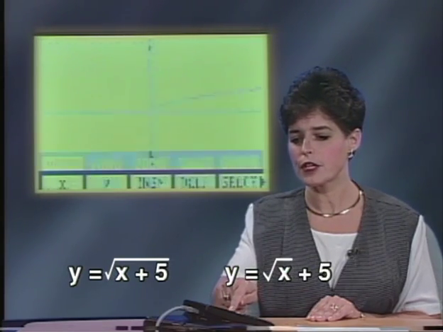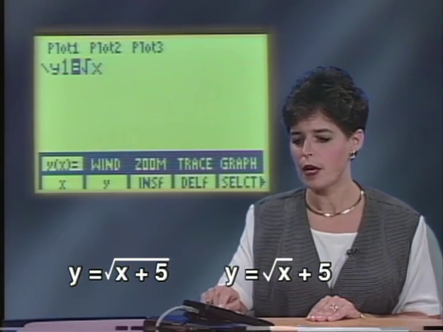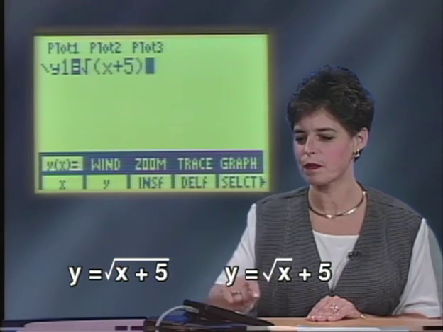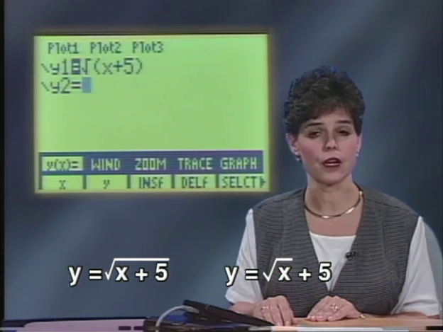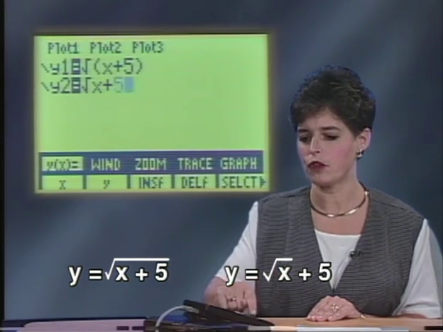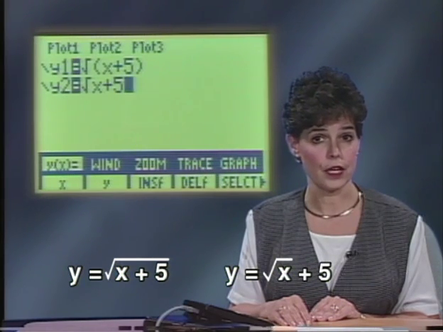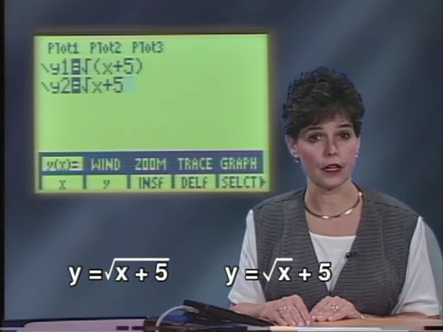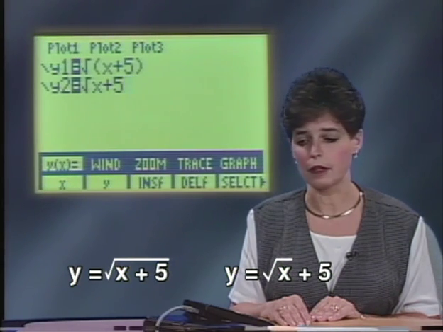Go to y of x, and we are going to enter first of all the square root of x plus 5. I am going to put parentheses around the x plus 5, and I'm going to enter a second function that is the square root of x plus 5. This one has no parentheses. Now we're going to see if the calculator will treat these two the same or different. Now remember that the top one means that the x plus 5 is inside of the square root, and the bottom is probably just the x, but let's find out.